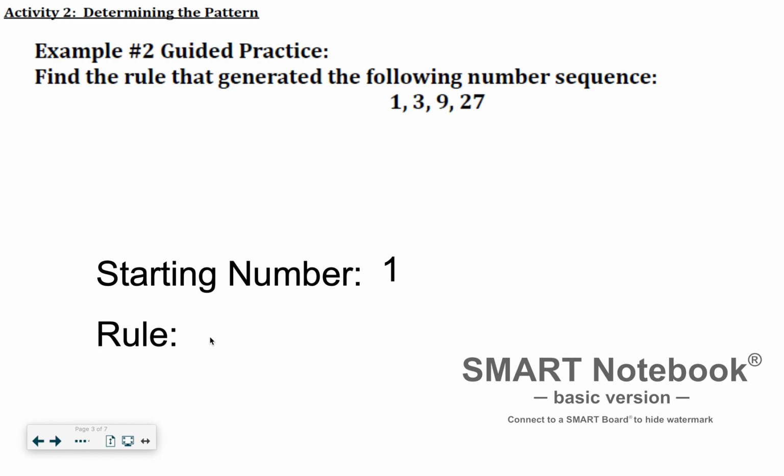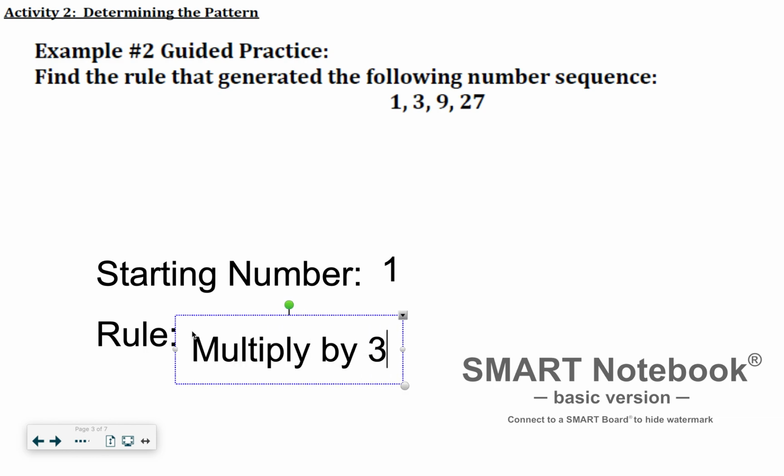Let's test it out. Can we add 2 to 3 and get 9? No way. 3 plus 2 is 5. So the rule cannot be to add 2. What's another way we can get from 1 to 3? We can multiply 1 times 3. Let's try that rule. 1 times 3 is 3. 3 times 3 is 9. So far that's working. What is 9 times 3? Oh yeah, 9 times 3 is 27. So it looks like the rule must be multiply by 3.